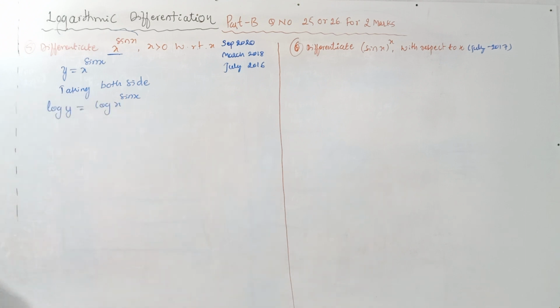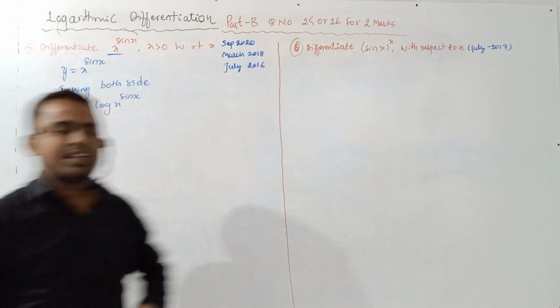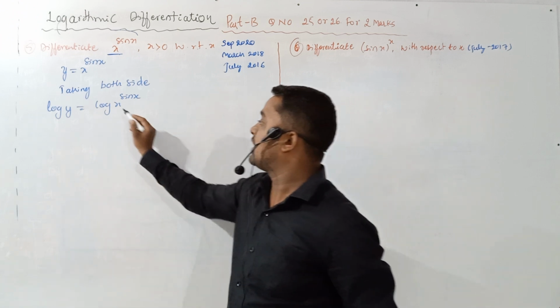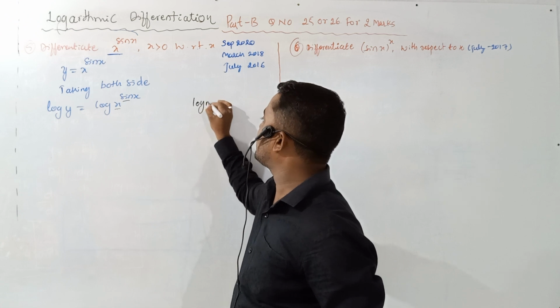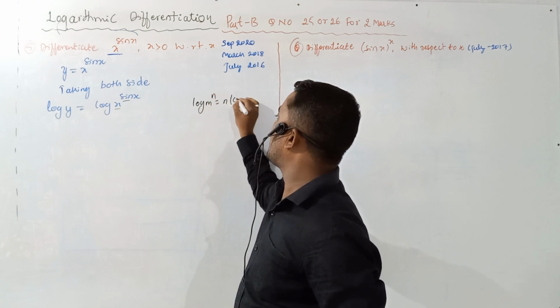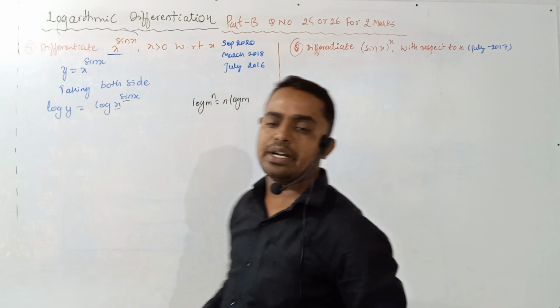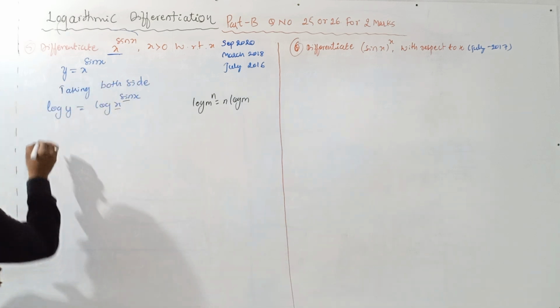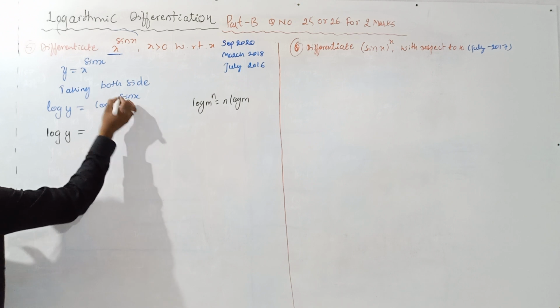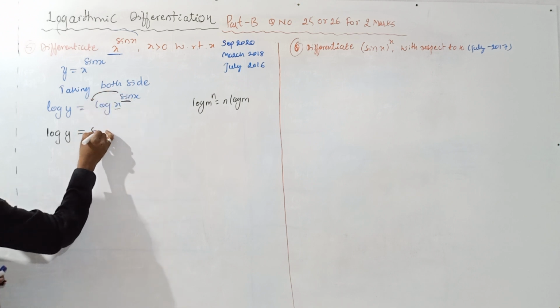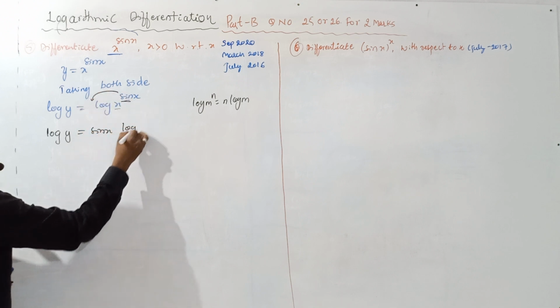In the next step we are applying the property of logarithm. Which property are we applying? See here, just as I told you, log m raised to n can be written as n into log m. This property we are applying here. See here, log y as it is, this sin x comes to the back side, sin x into log x.